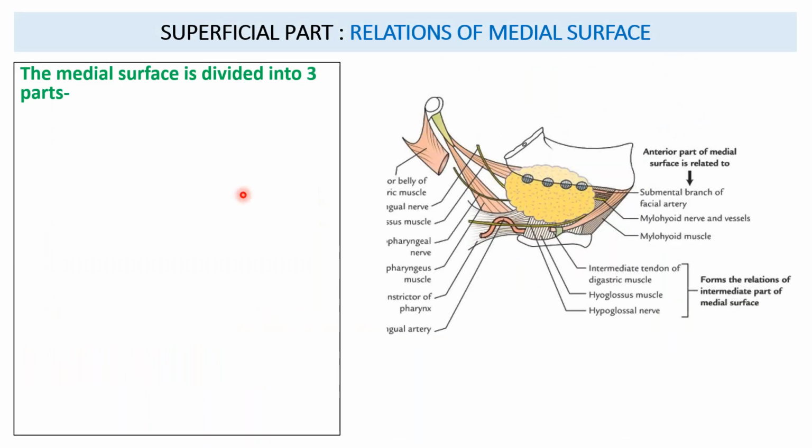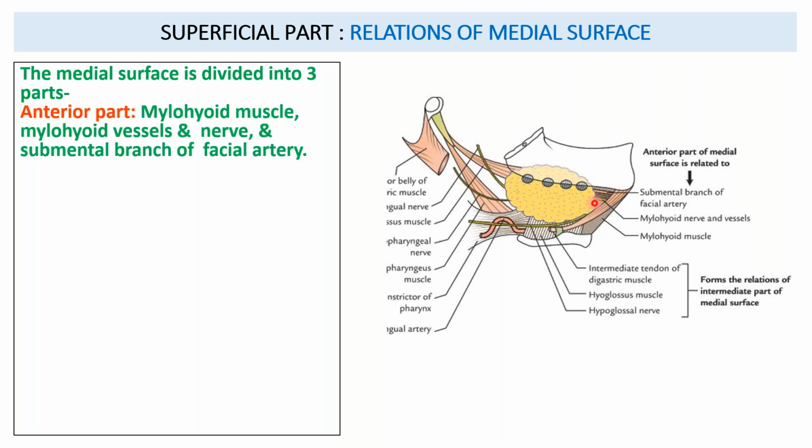Now the medial surface is quite extensively related. If we see the medial surface, it will be divided into three parts in terms of its relation. Let's see the anterior part first. The anterior part will be related to the mylohyoid muscle and the mylohyoid vessels and nerve, with the submental group of lymph nodes over here and the submental branch of the facial artery.